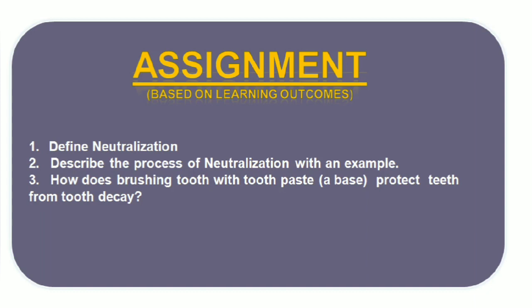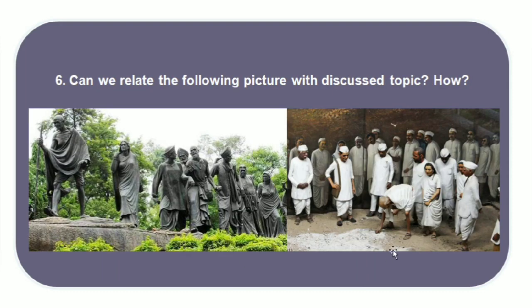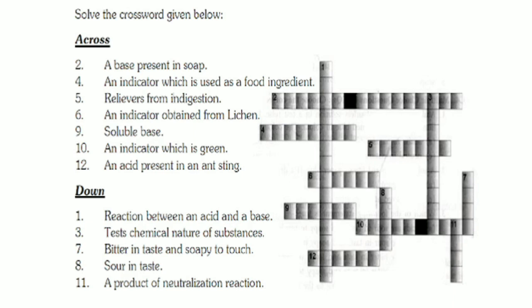Based on the class, you have to complete this assignment, which is based on the learning outcomes. First one is to define neutralization and describe the process of neutralization, giving an example. And next you have to identify the type of salt here, and the next slide is going to give some work for you. So this is the picture. You have to identify and correlate it with our discussed topic and explain how it is related to the topic. And next, have fun with this puzzle.